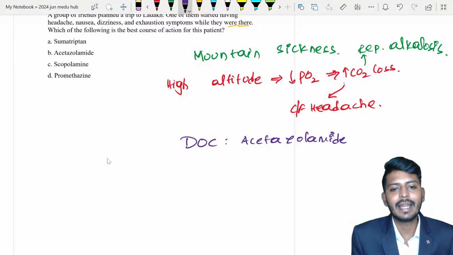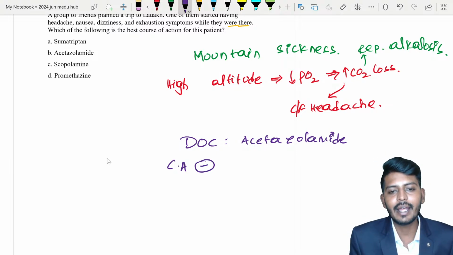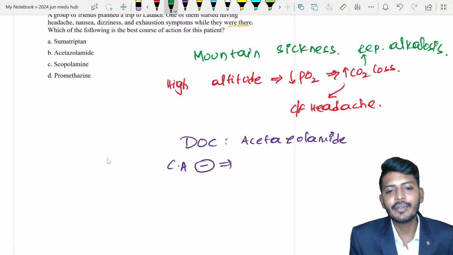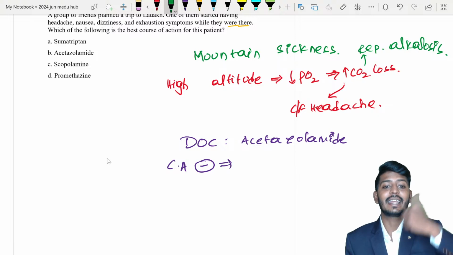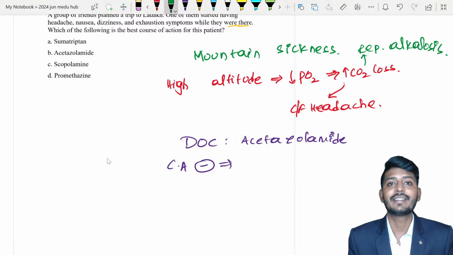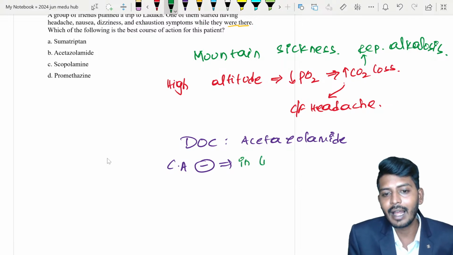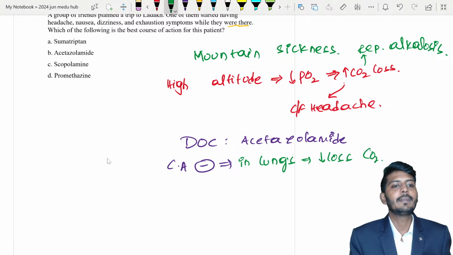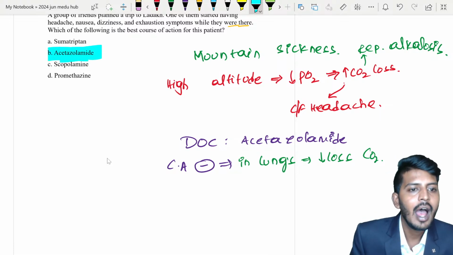Acetazolamide is a carbonic anhydrase inhibitor. So when you give a carbonic anhydrase inhibitor, ध्यान से सुनो, carbonic anhydrase is the enzyme which will be present in your lungs. Lungs में भी आता है, even present in the eye also. So it is present in the kidney, it is present in the eye, and also it is present in your lungs. If you inhibit carbonic anhydrase in the lungs, what will happen? लungs में inhibit करोगे तो क्या होगा? That will decrease the loss of CO2. So the treatment will be acetazolamide. कोई गलत नहीं करेगा.